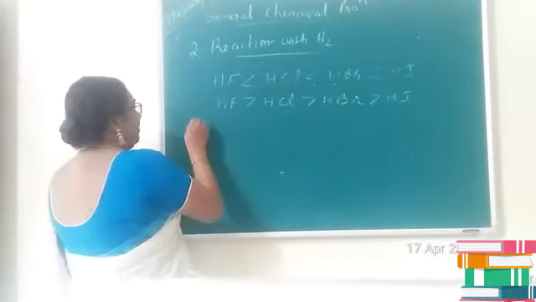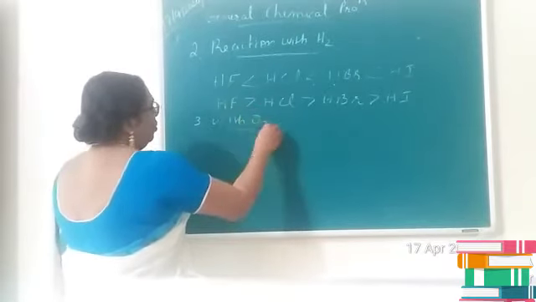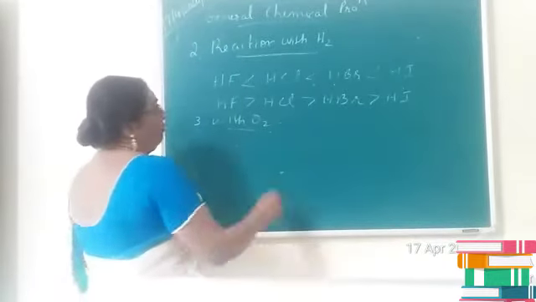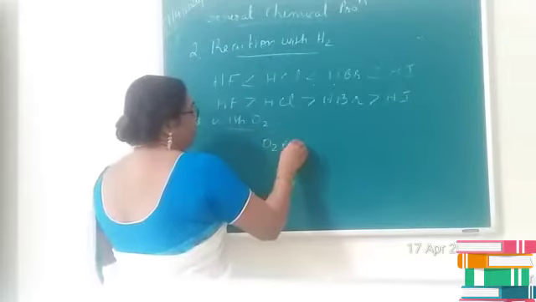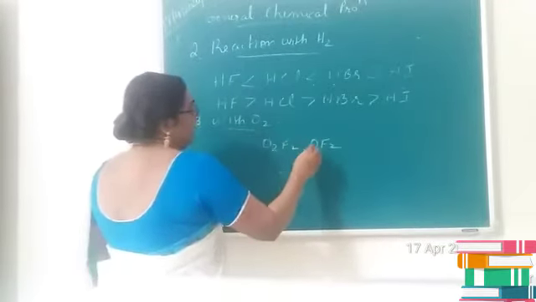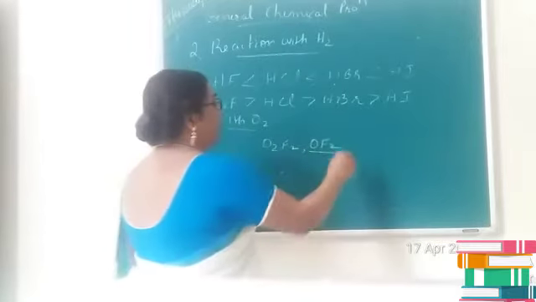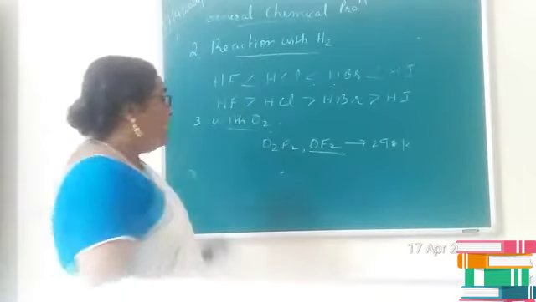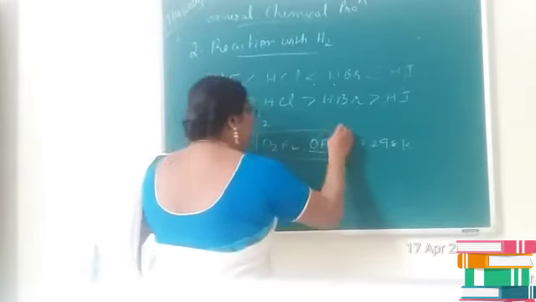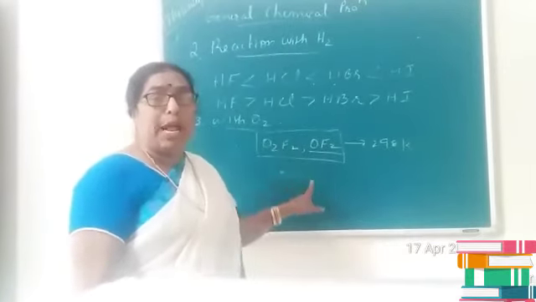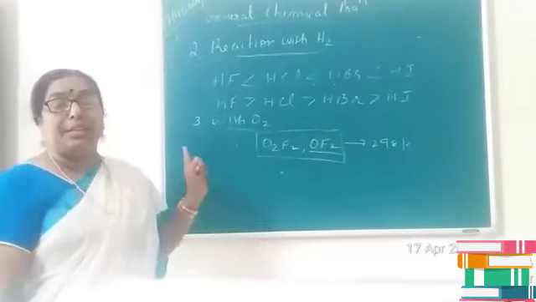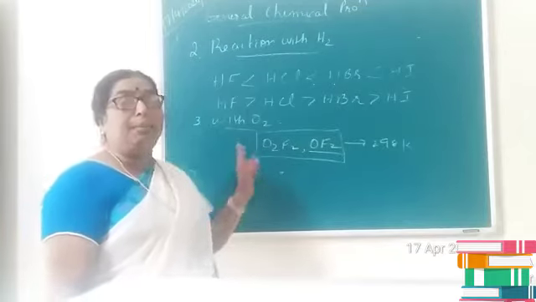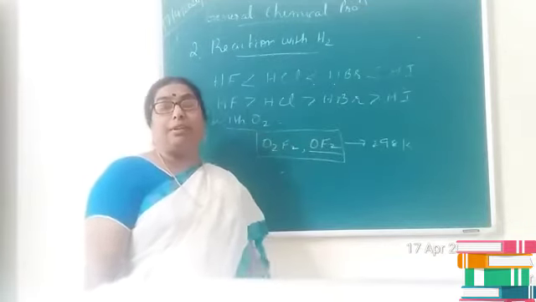Okay, children. The third one we can consider is reaction with oxygen. All the halogens react with oxygen and produce corresponding oxides. For example, fluorine reacts with oxygen and produces O2F2 and OF2. This OF2 is thermally stable at 298 Kelvin, but both these compounds are not termed oxides. They are termed fluorides because of the high electronegativity of fluorine. Is it clear, children?